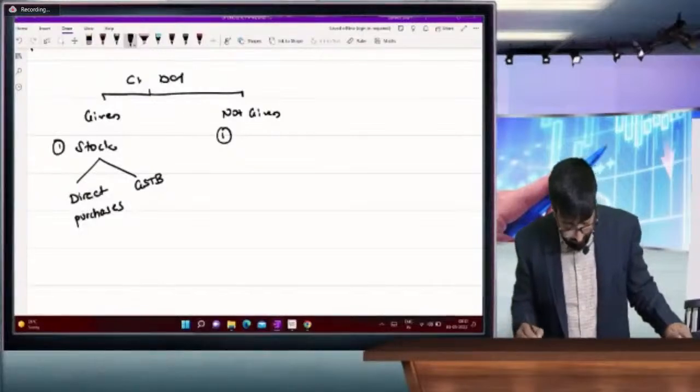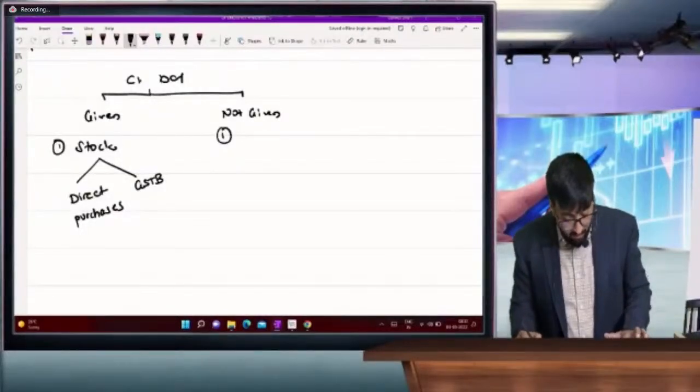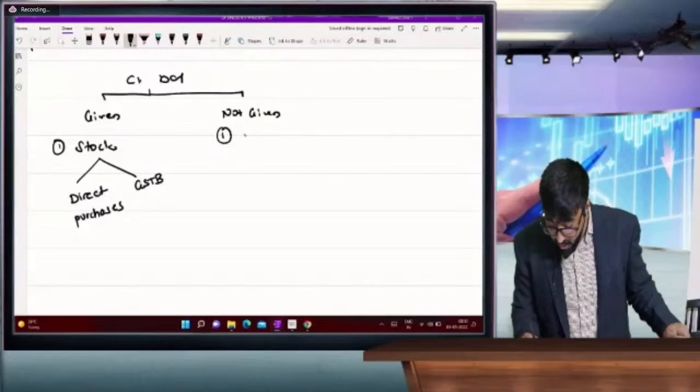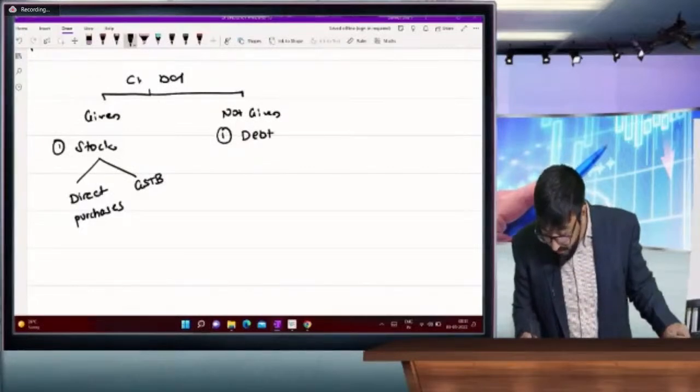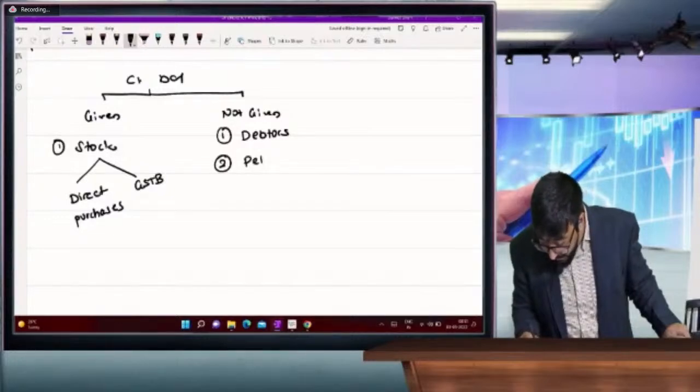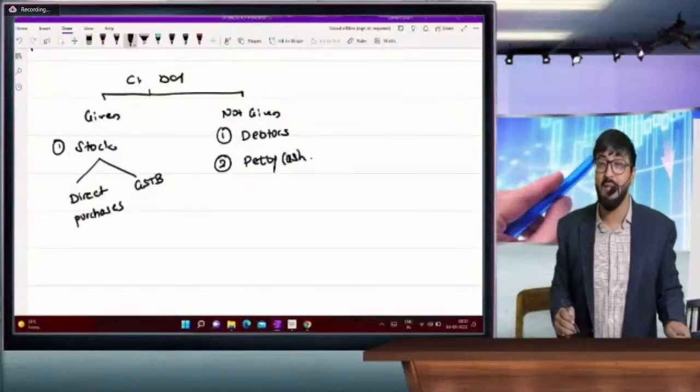Okay. Which balances are given in the question? Stock. And which are not given? Debtors, and the second one is petty cash. These balances are not given.